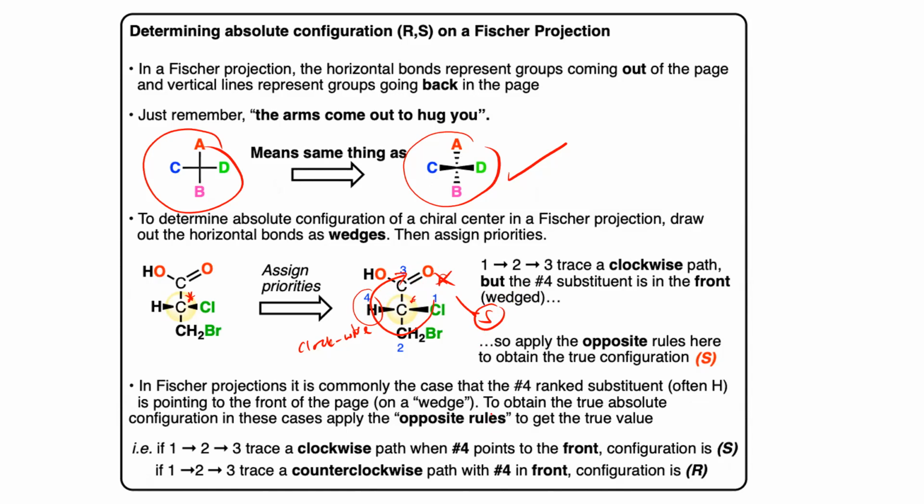So this is the summary. You can read the same thing. You have to remember that if the least priority group is coming towards you, if it has a dark wedge, you reverse the stereochemistry to get the final one.